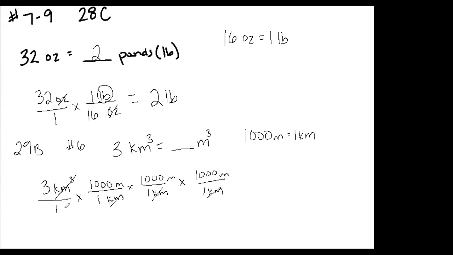We'll cancel all 3 of those. And now I'm going to multiply 3 times 1,000 times 1,000 times 1,000, which is 3 followed by 1, 2, 3, 4, 5, 6, 7, 8, 9 zeros. And it's meters cubed because there's 1, 2, 3 meters. So 3 for the meters cubed. Okay, so that's 3 billion meters cubed.